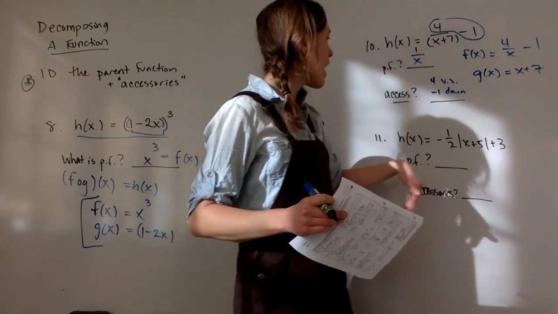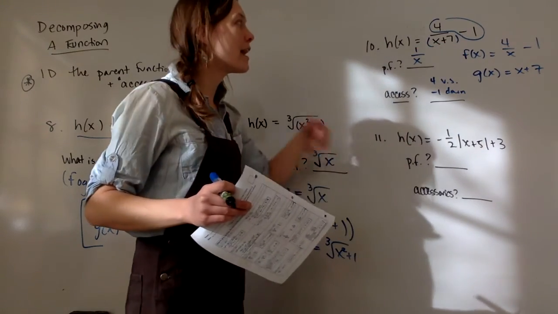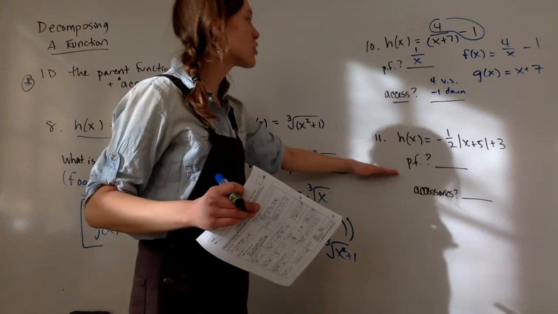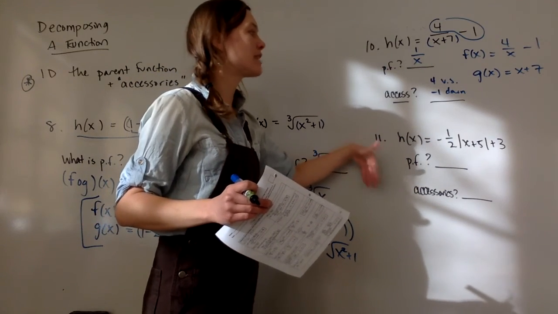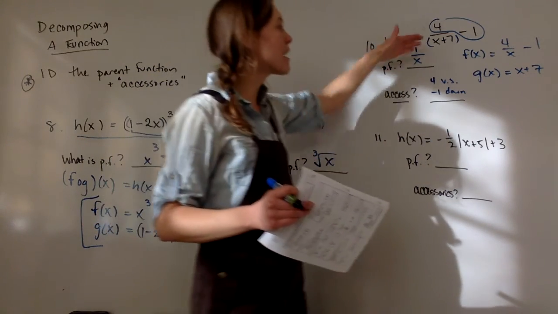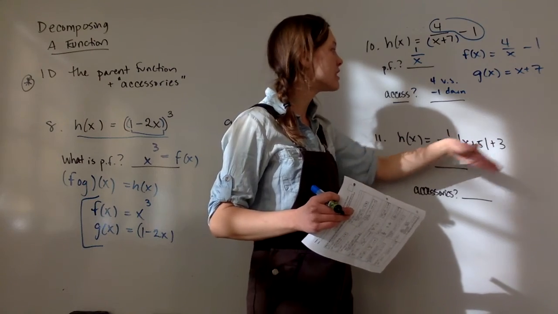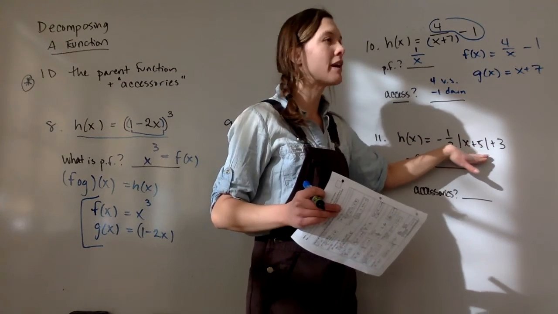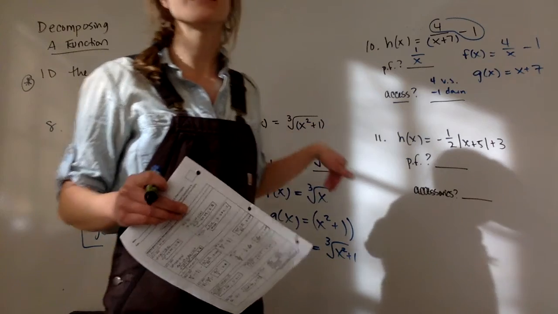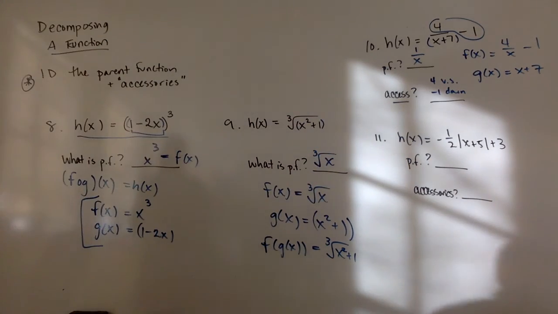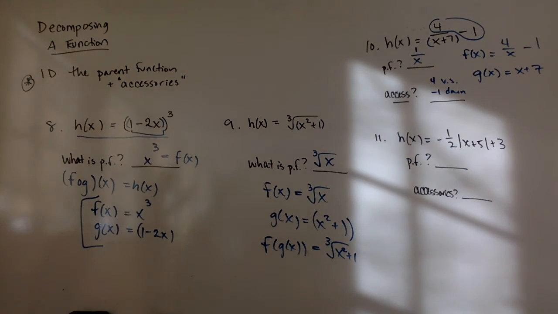All right, why don't you finish up your notes on 10, and try 11. 11 is even one step further, but it's the same thing. You have a vertical compression here, a down here, and you have a parent function here. So identify your accessories, identify your parent function.